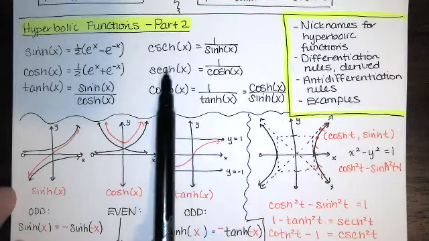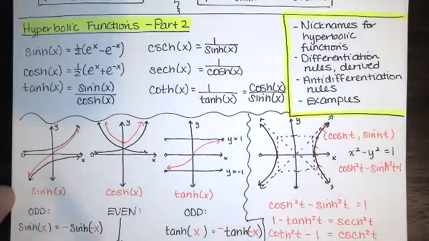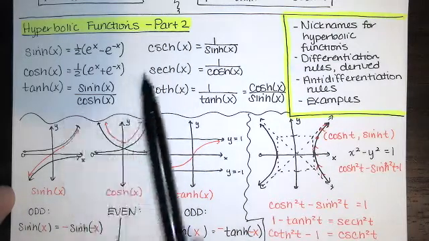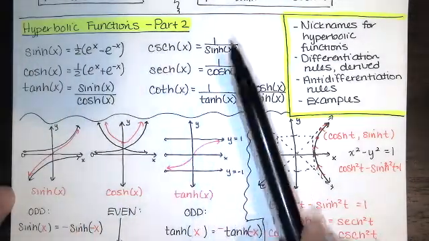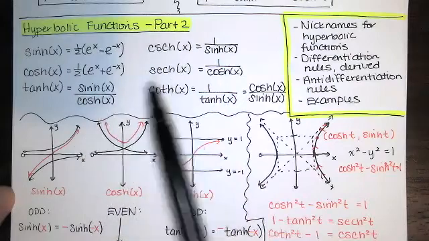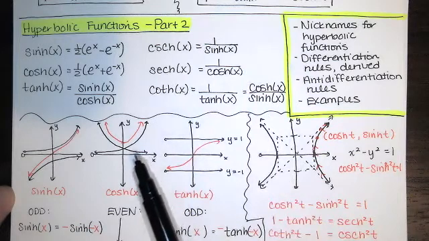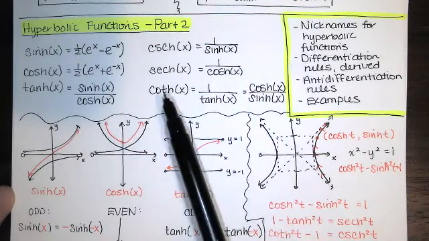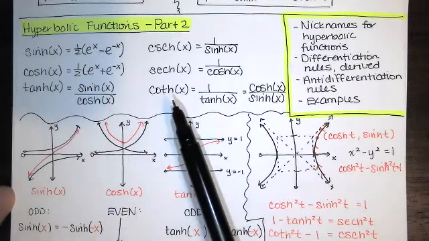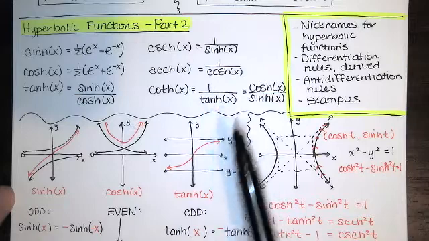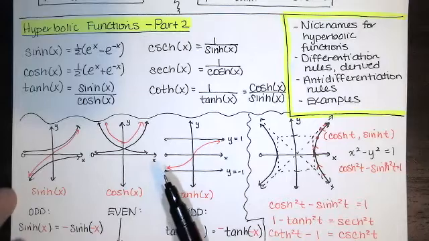And the hyperbolic cosecant, hyperbolic secant, and hyperbolic cotangent are defined in exactly the way that you would expect using your trig identities. We know that cosecant is 1 over sine, so hyperbolic cosecant is 1 over hyperbolic sine. Secant is 1 over cosine, so hyperbolic secant is 1 over hyperbolic cosine. And cotangent of x is 1 over tangent, so hyperbolic cotangent of x is 1 over hyperbolic tangent of x, which is the same as hyperbolic cosine of x over hyperbolic sine of x.